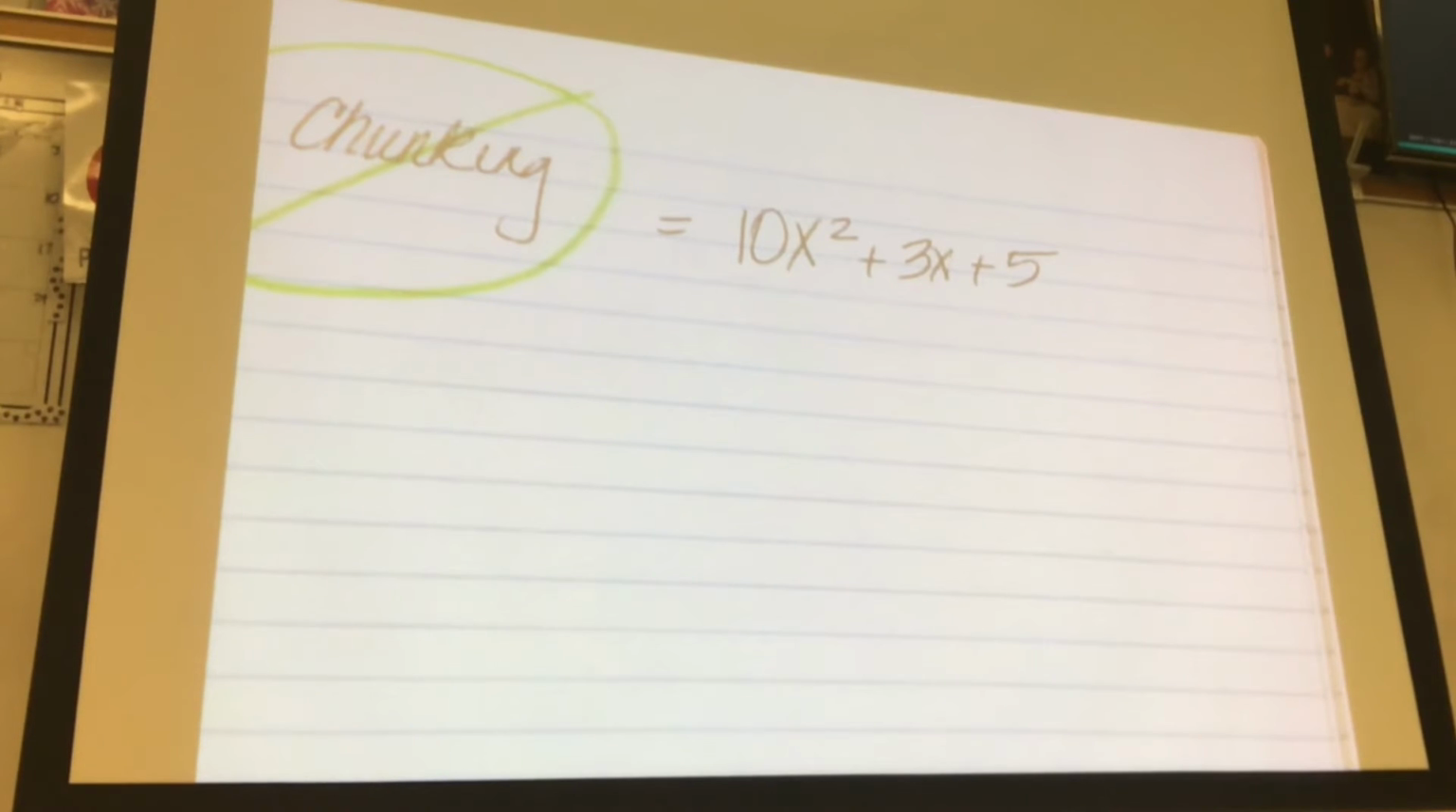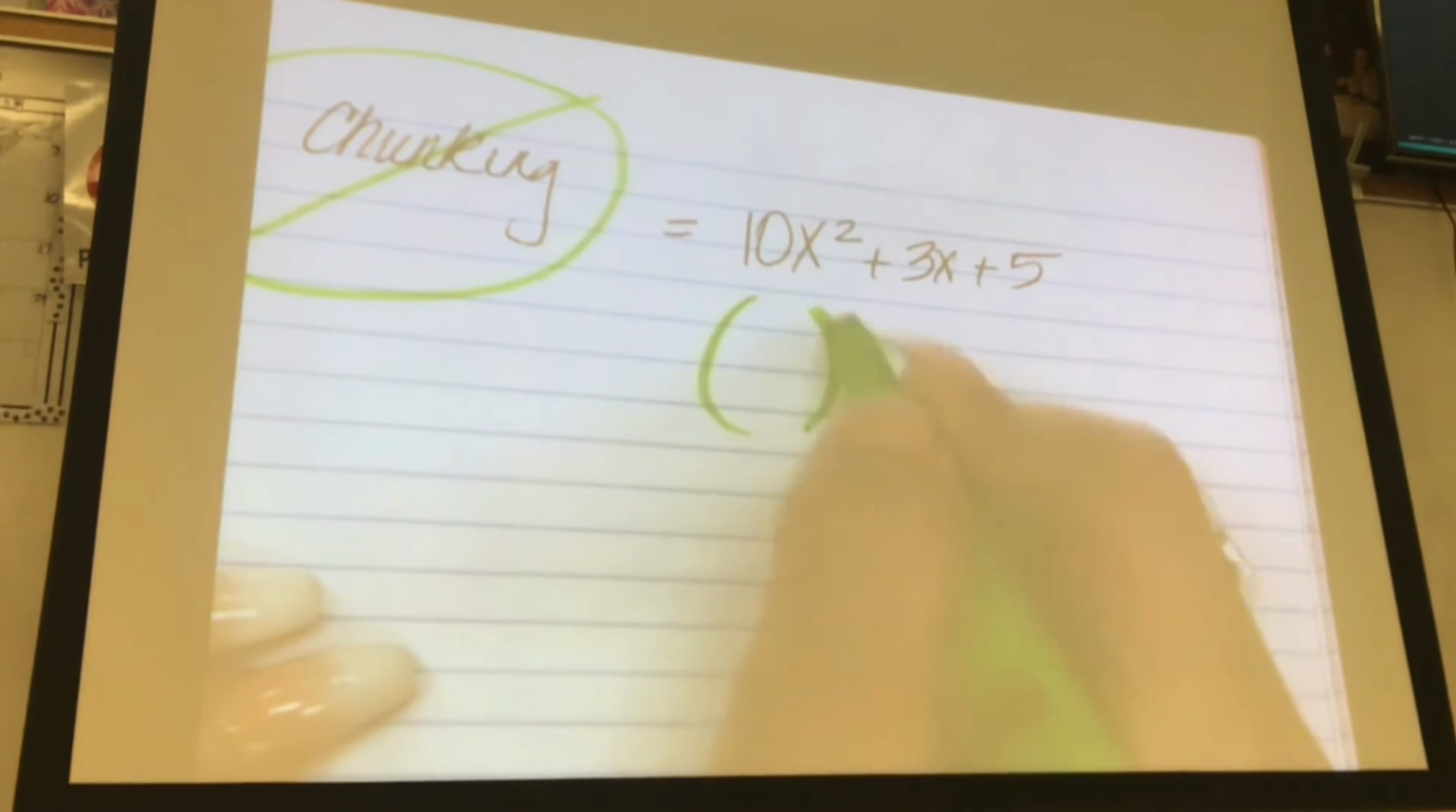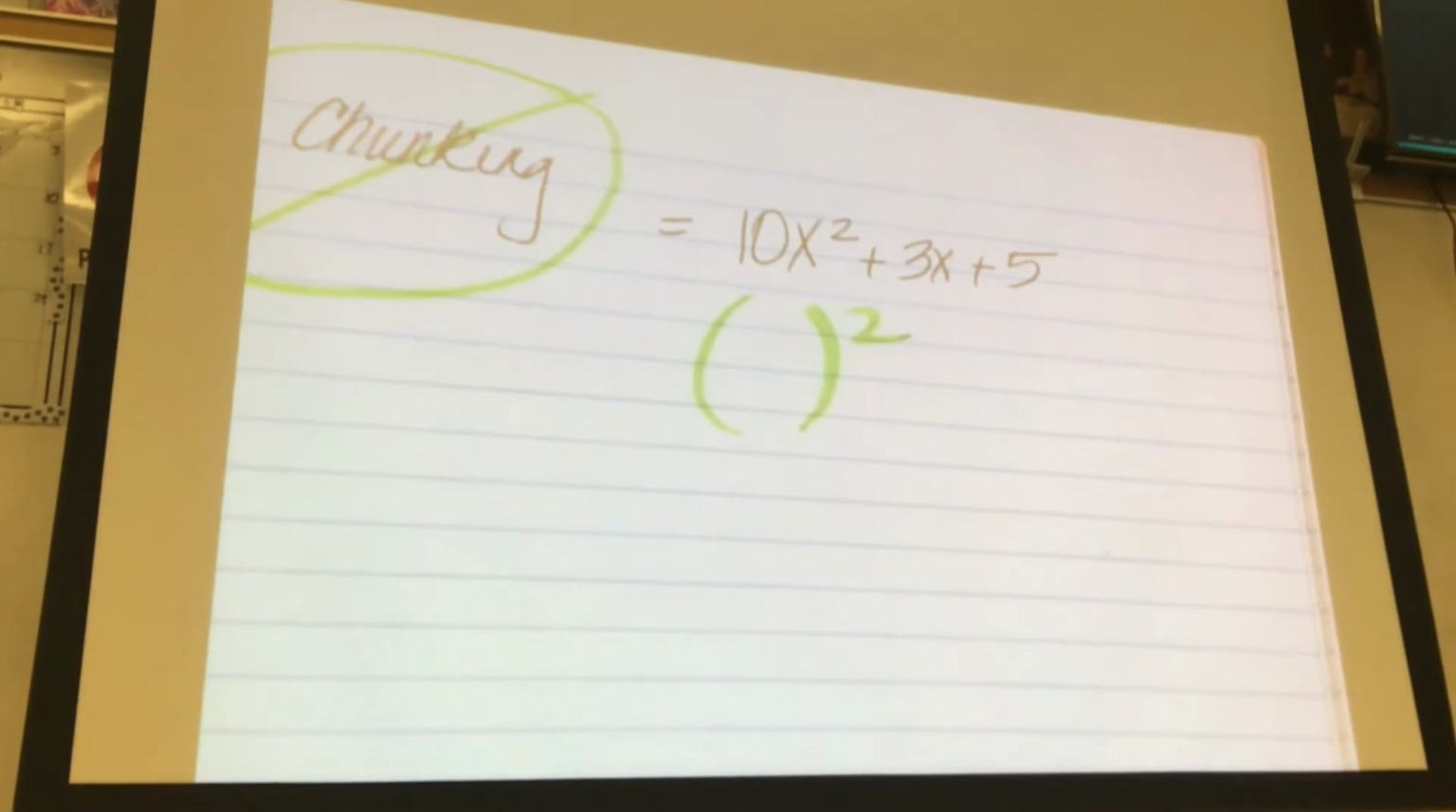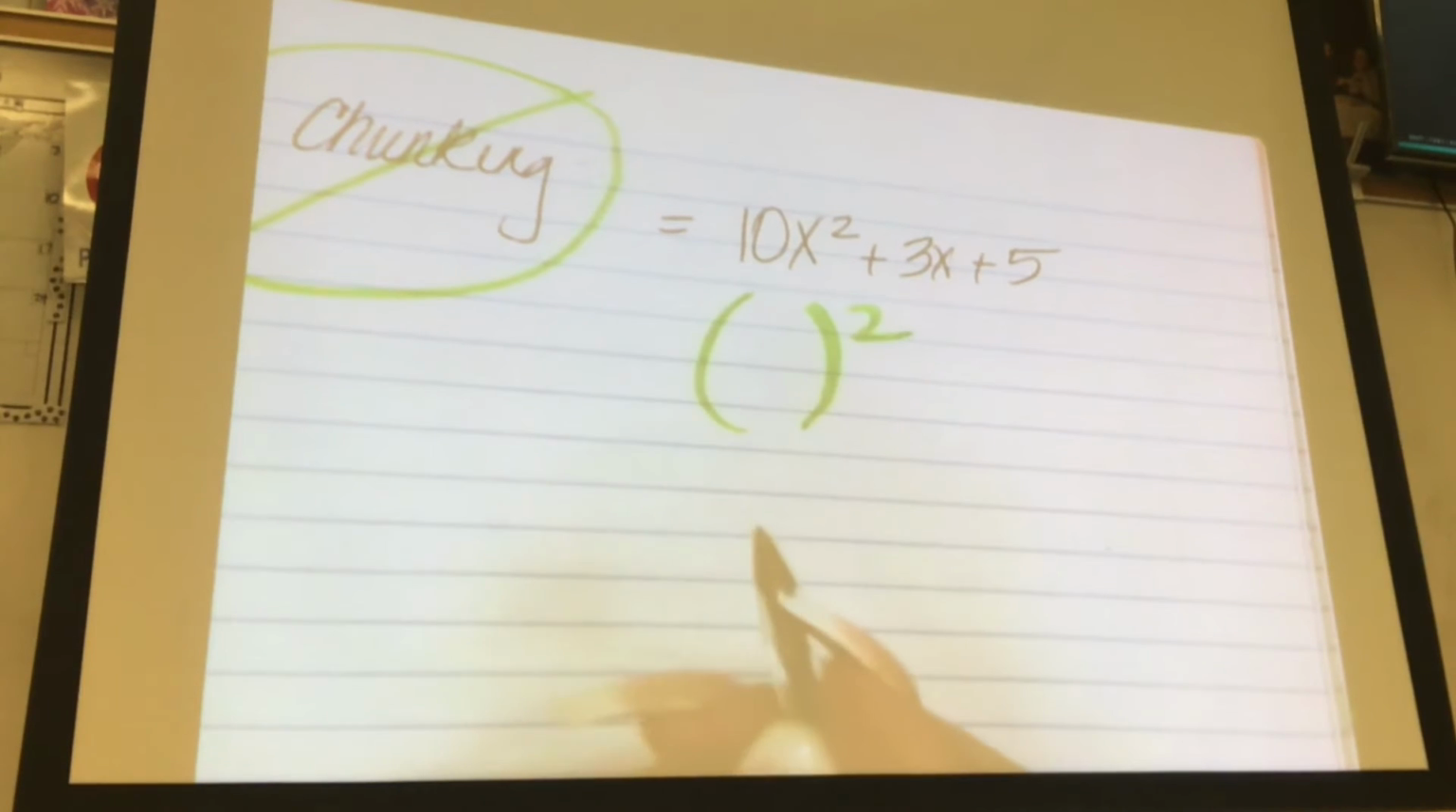Dylan, can you share with the class why chunking would not work for this? It's not a perfect square. Yes, 10x squared is not even a square. So chunking is great when it works. Otherwise, you have to know when it works and when it doesn't. So you're not going to be able to use it for this example.